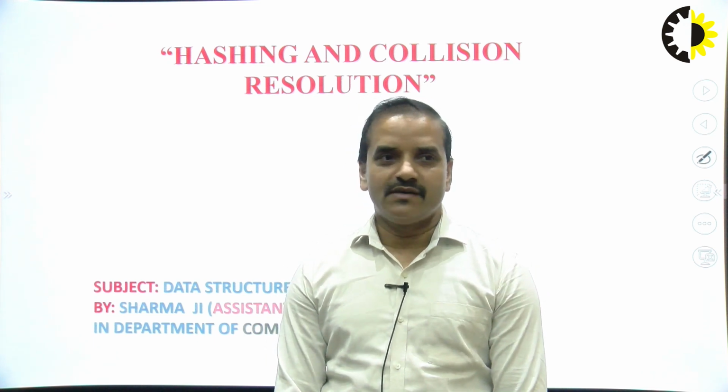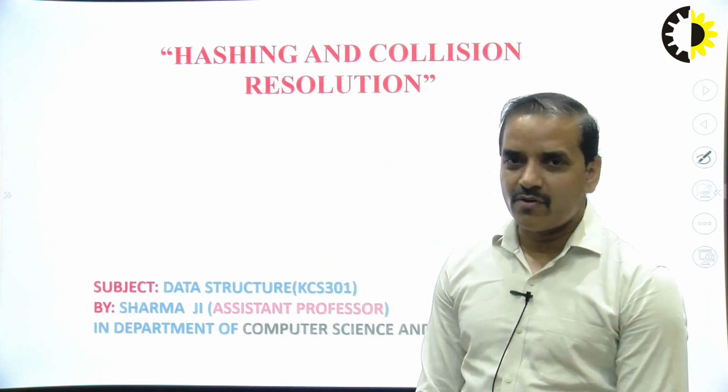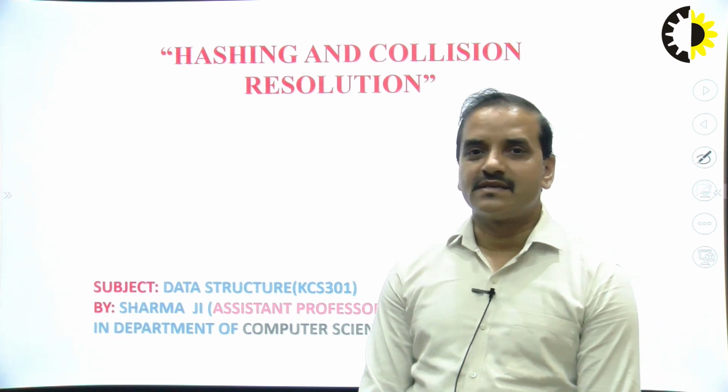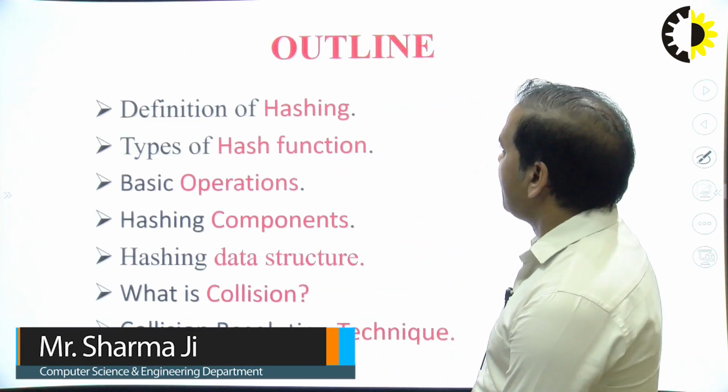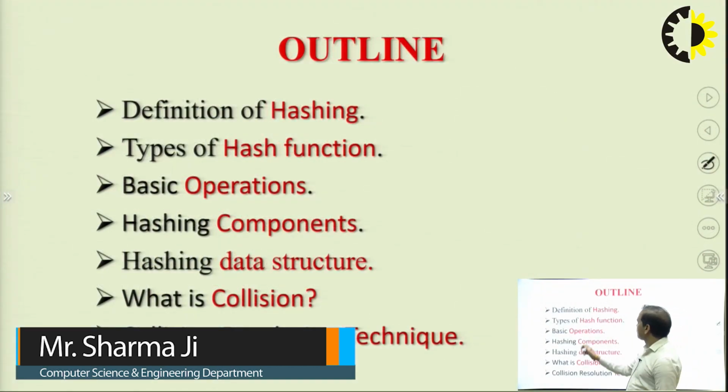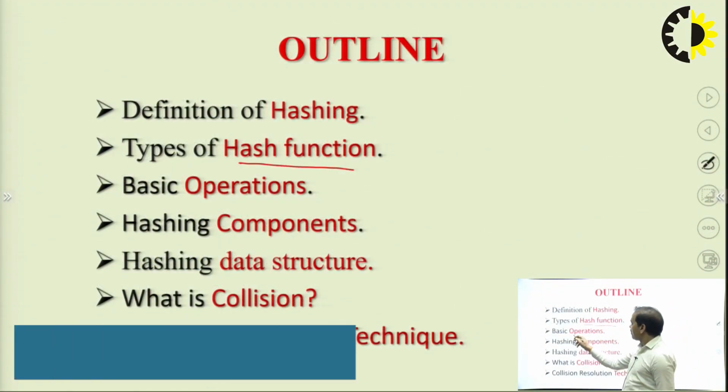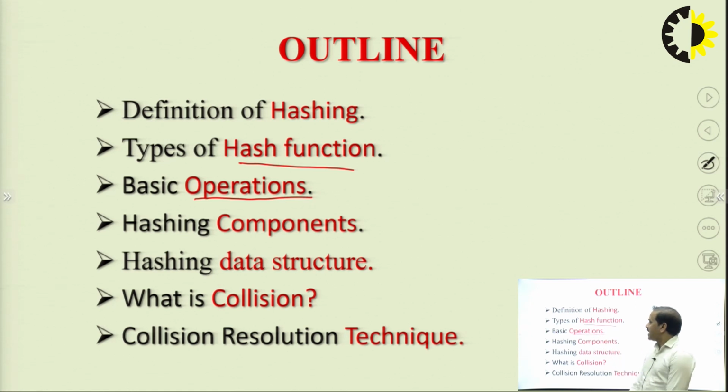In this video lecture, I am going to discuss a topic: hashing. This is the outline of hashing: definition of hashing, types of hash function, basic operations on hashing, hashing components, data structure, what is collision, and what are the techniques used to resolve collision in hashing. This is the most important topic of unit 2.